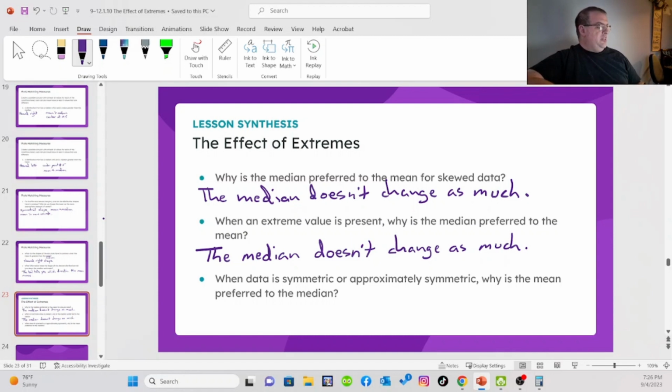And finally, when data is symmetric or approximately symmetric, why is the mean preferred to the median? Because they will be about the same, but the mean is going to give us a more accurate value because we actually add them all together and divide. So we're going to get a more accurate measurement.